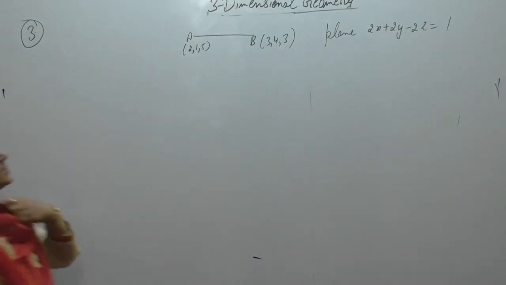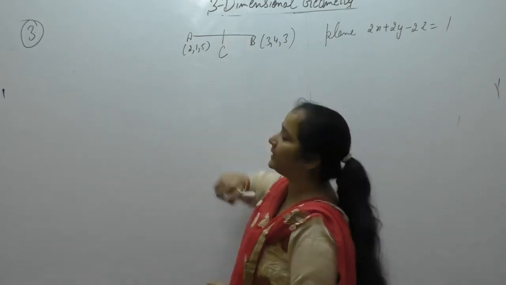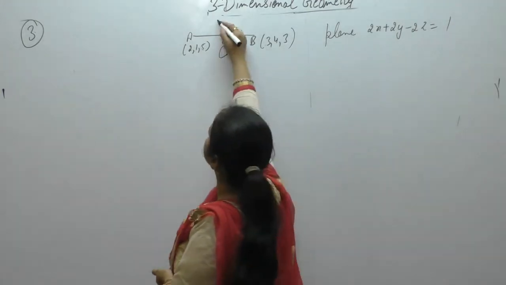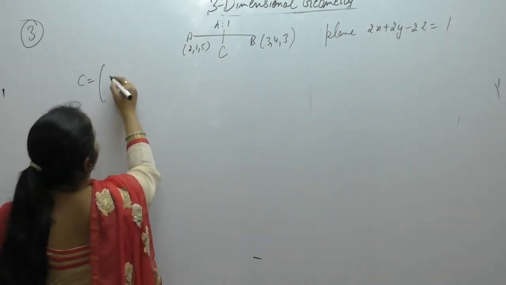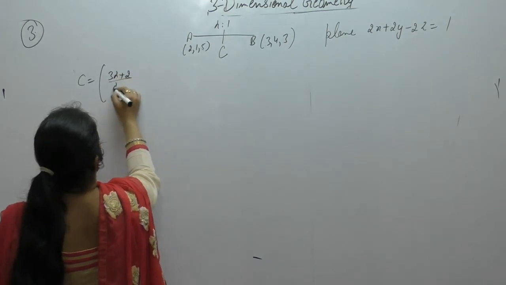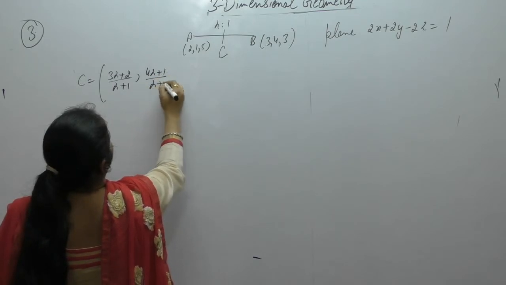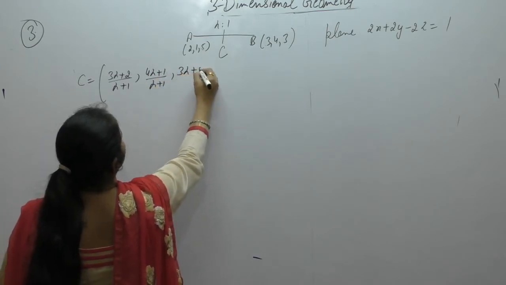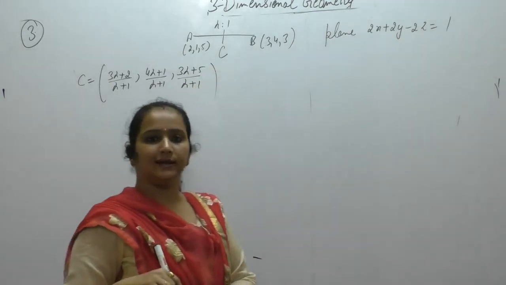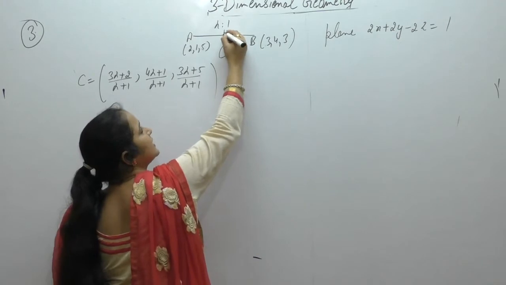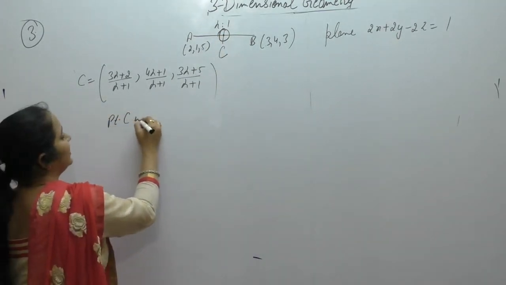Suppose the plane is dividing the line AB at point C in the ratio lambda : 1. Then the coordinates of C will be (3 lambda + 2)/(lambda + 1), (4 lambda + 1)/(lambda + 1), (3 lambda + 5)/(lambda + 1). Since the plane is dividing this line, the coordinates of C will lie on the plane.